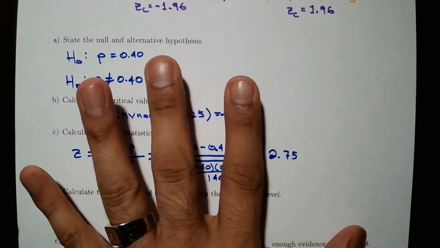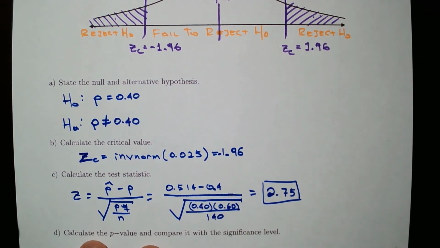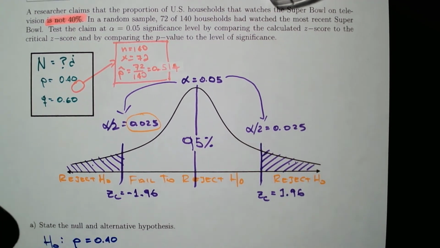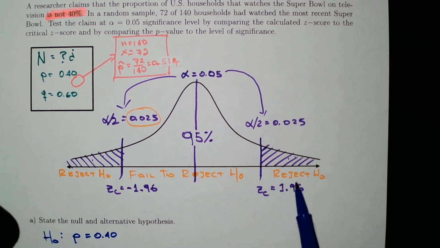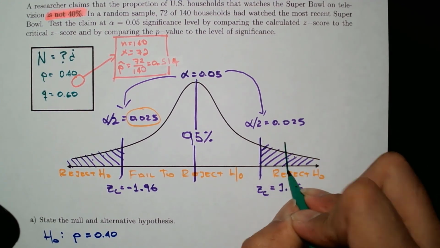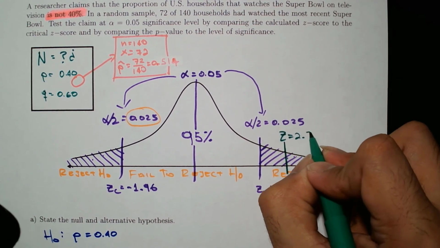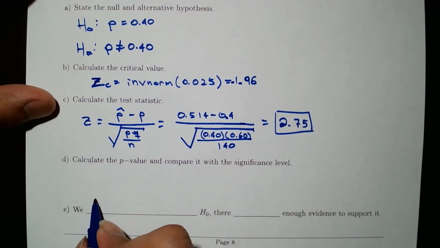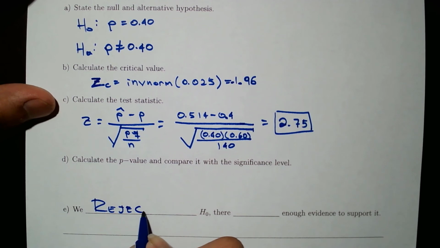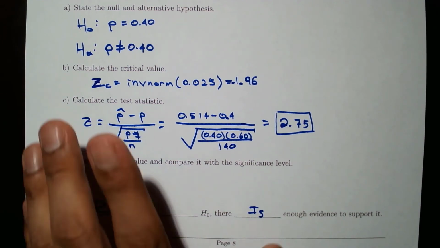All right. So let's see. 2.75, where is this number going to be? Look at this. 2.75 is a number larger than 1.96, which is the cutoff value for rejection. So it's going to be here. Very nice. What is our conclusion? Our conclusion here, we reject the null hypothesis. There is enough evidence to support it. All right.